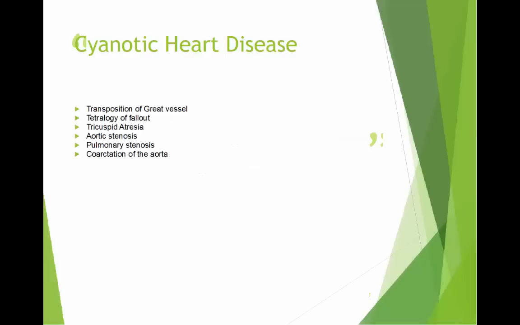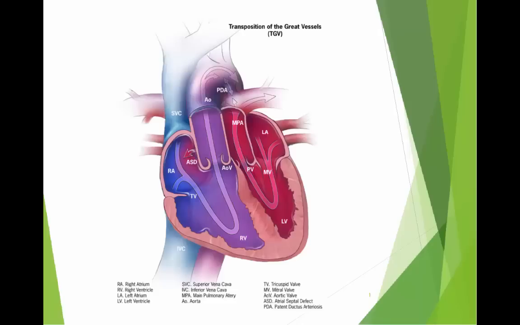Now, we're going to be discussing cyanotic heart diseases. We already discussed acyanotic. Cyanotic heart diseases entail transposition of great vessels, Tetralogy of Fallot, tricuspid atresia, aortic stenosis, pulmonary stenosis, and coarctation of the aorta. Briefly, let's talk about transposition of great vessels.